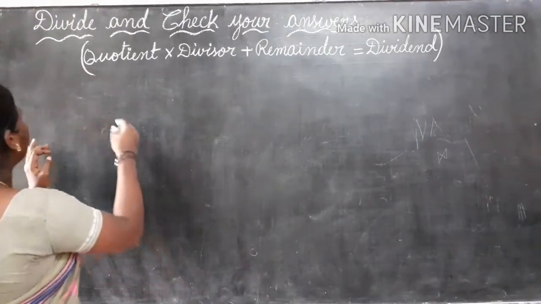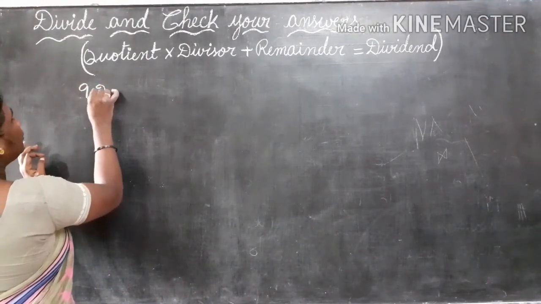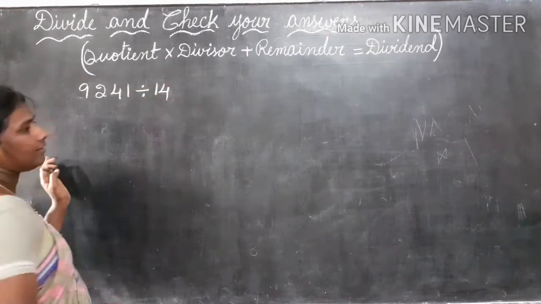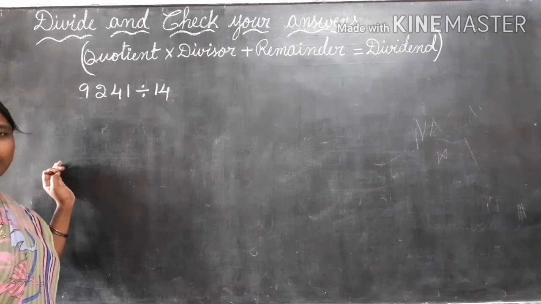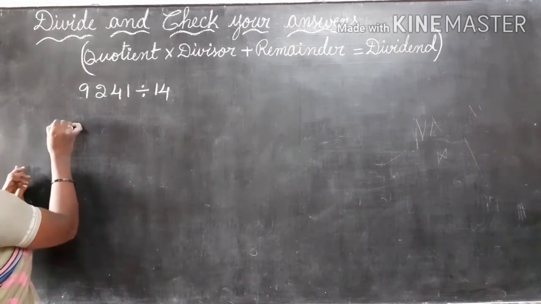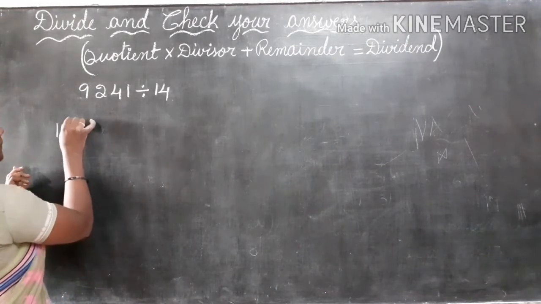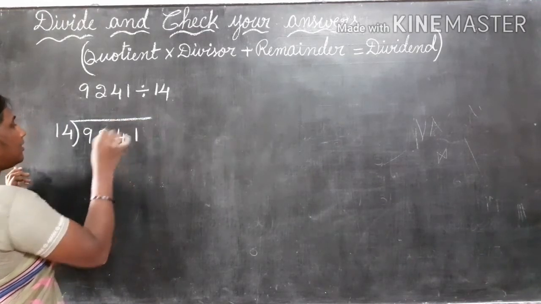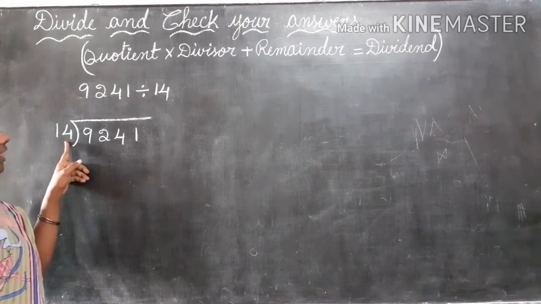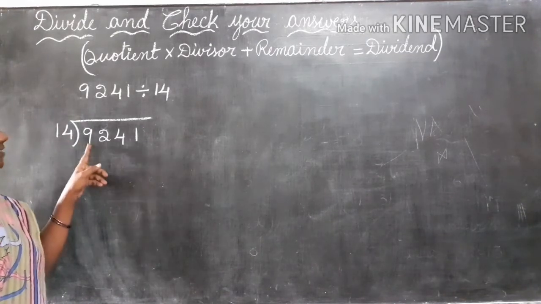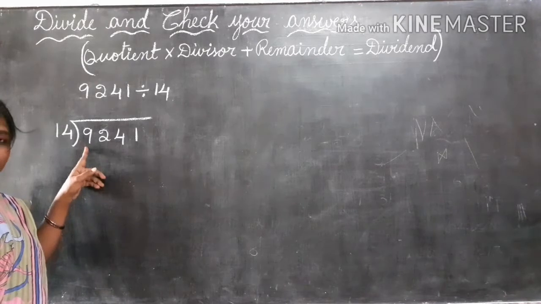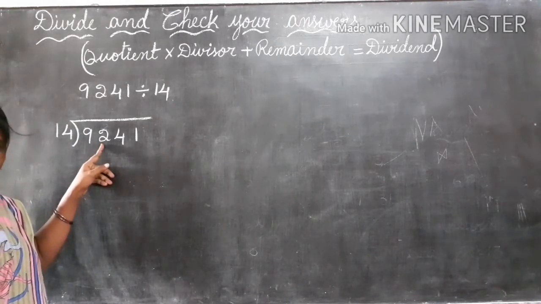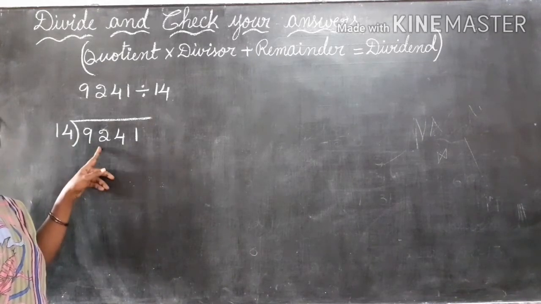Next one is 9241 divided by 14. So we have to do division with 14. What is the first number here? 9. This 9 is less than 14, so we have to take 2. 92 now we have to take as dividend. This 92 is more than 14.